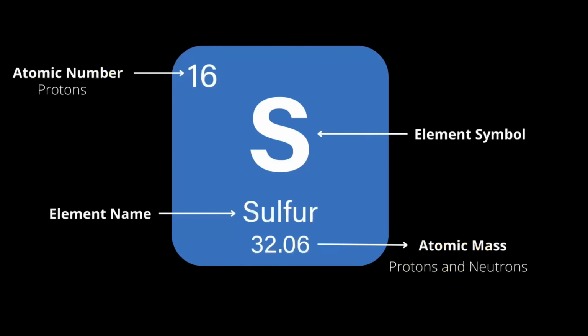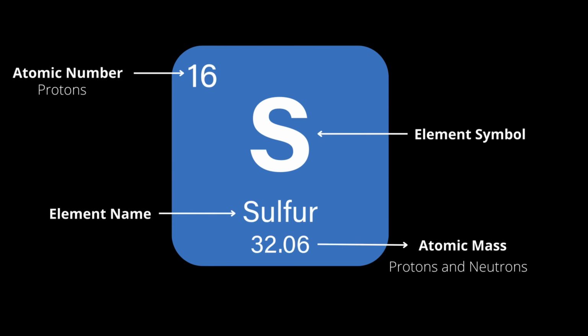Now, you may notice that each element on the periodic table has numbers surrounding it. The numbers inside the element tell you more information about this particular element. The number at the top is the atomic number. This is the number of protons that sulfur contains. And then we have the atomic mass. This is the number of the protons and neutrons that sulfur contains.